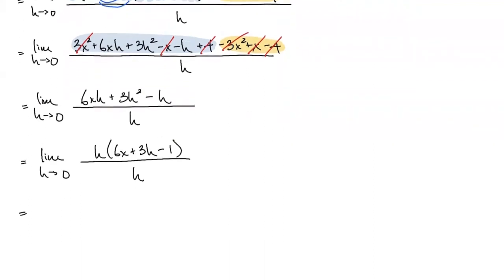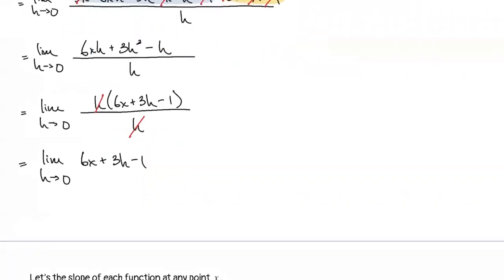Okay, now check this out. H divided by h is 1. And so we get the limit as h approaches 0 of 6x plus 3h minus 1. Now plug in 0 everywhere you see an h. What do you get? You get 6x minus 1. There you go.